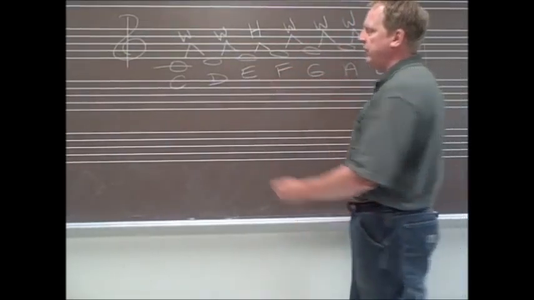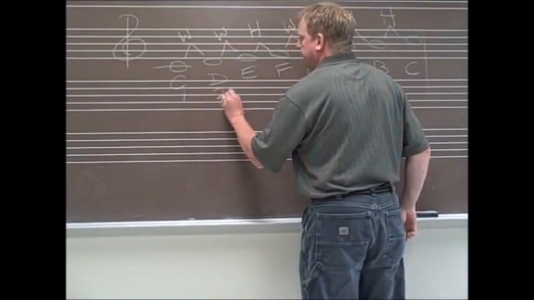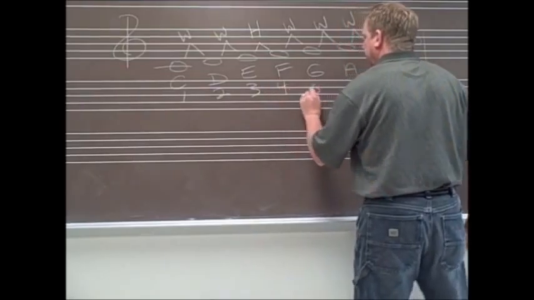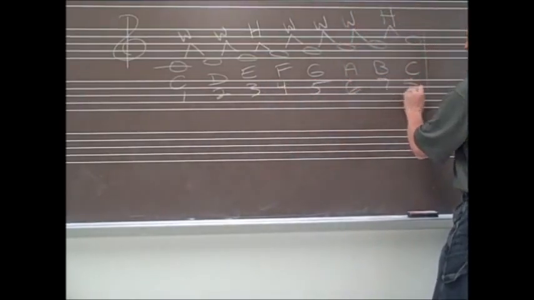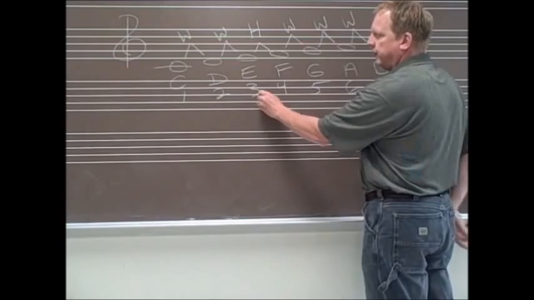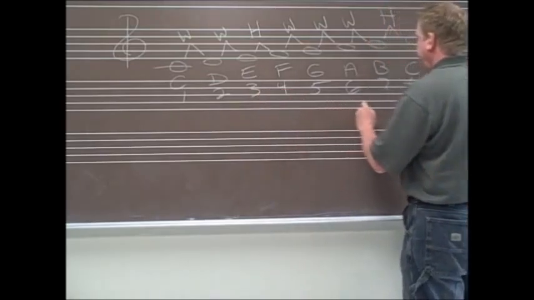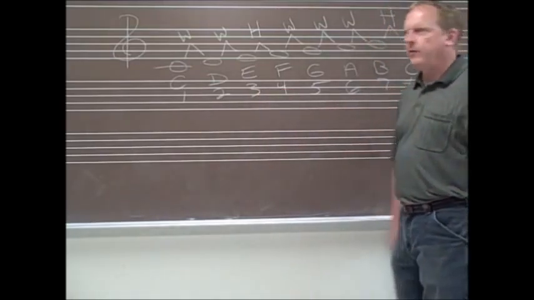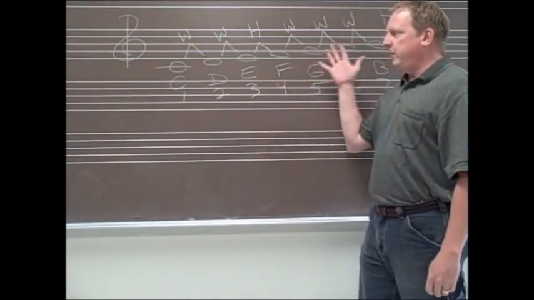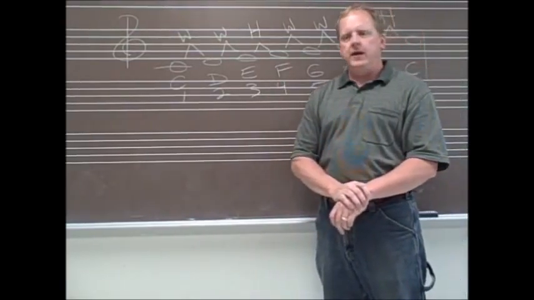If we number the notes of the scale, there's a half step between the third and fourth note, and a half step between the seventh and eighth note of the scale. And that's a particular way that major scales are made up.